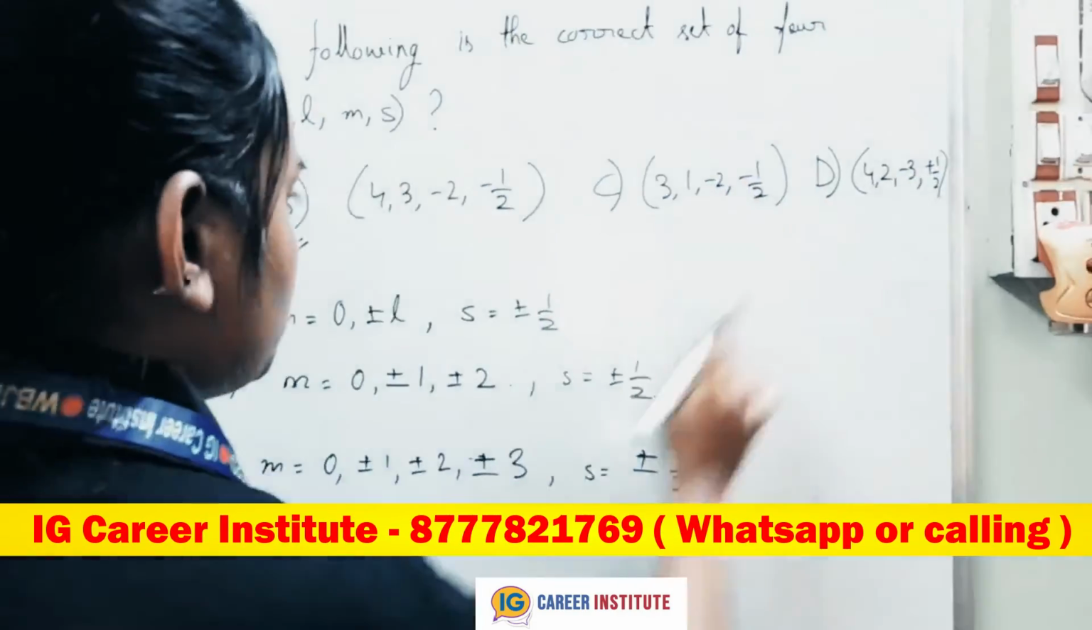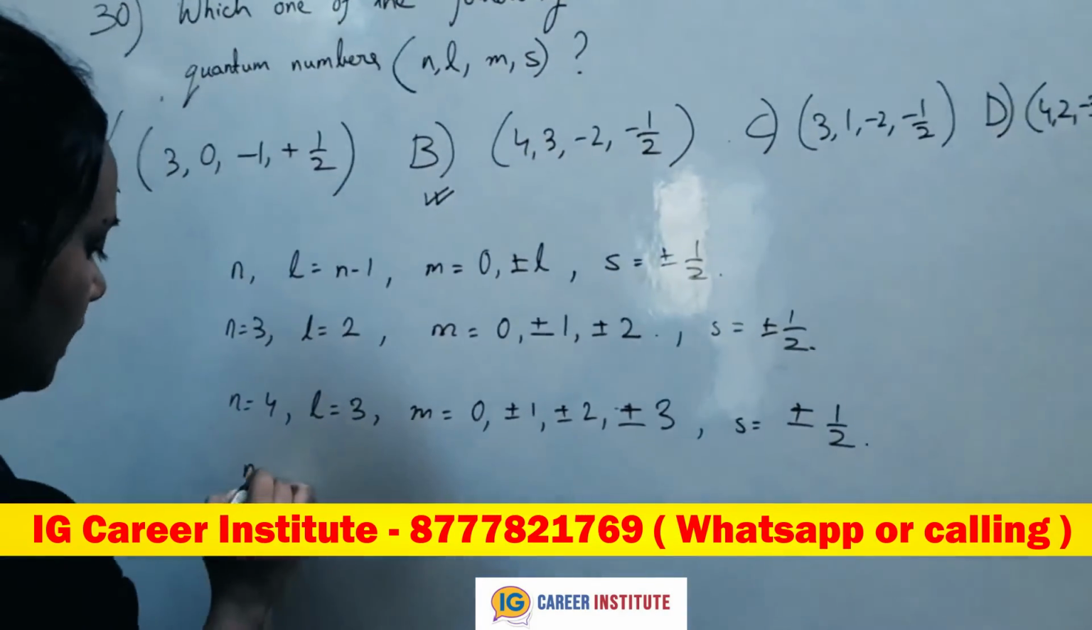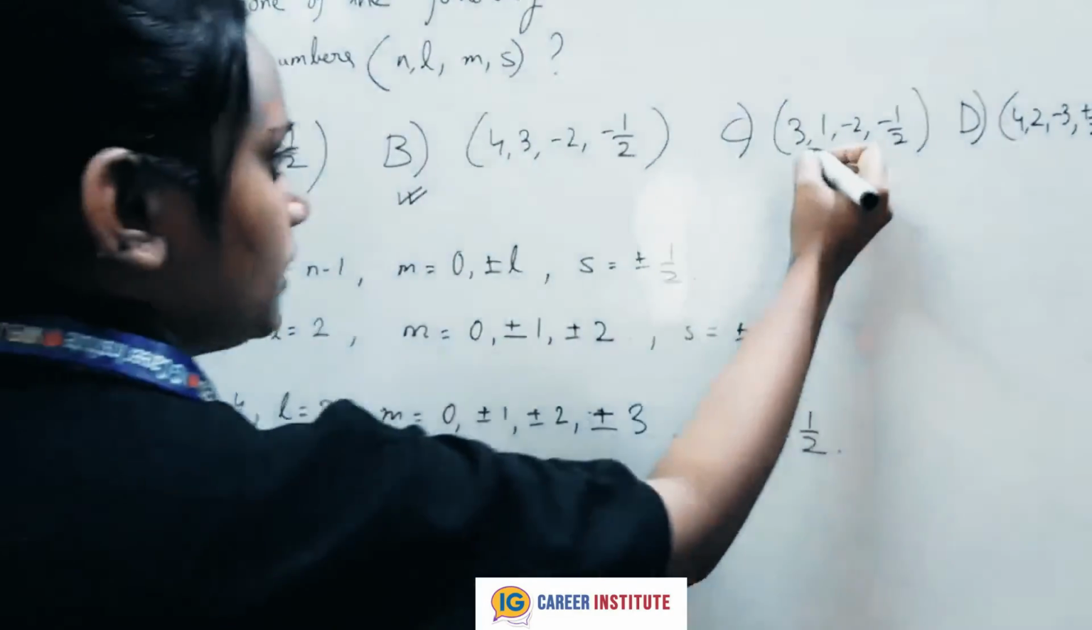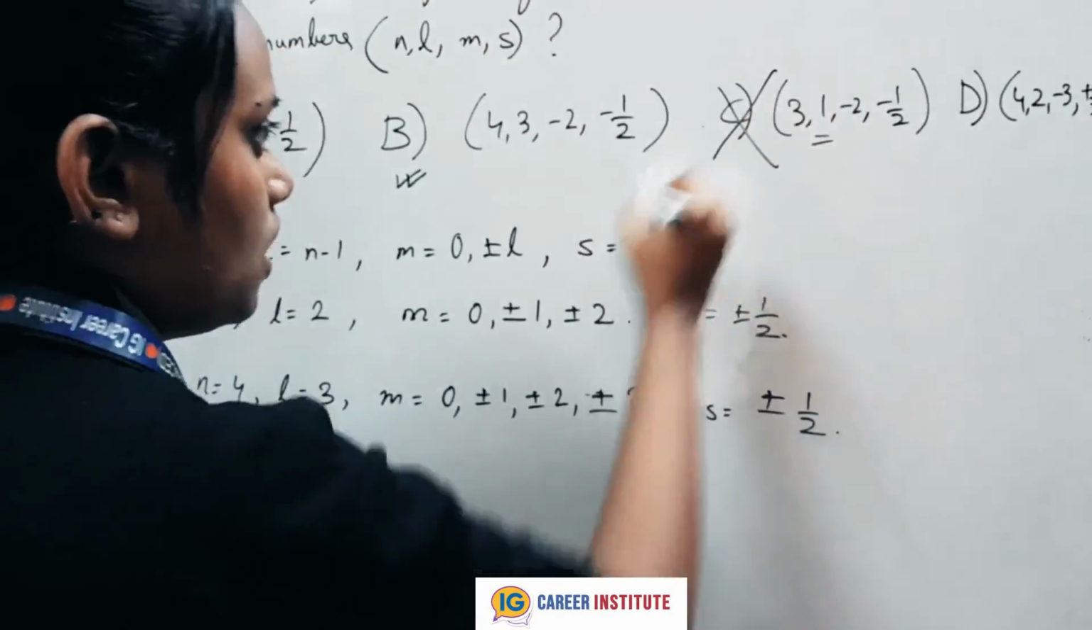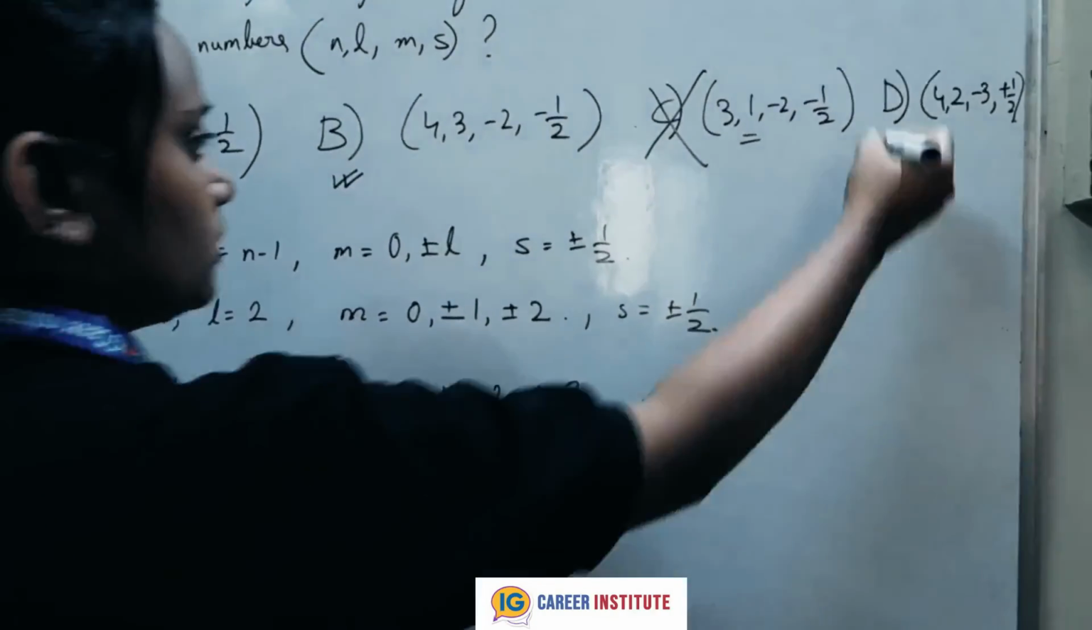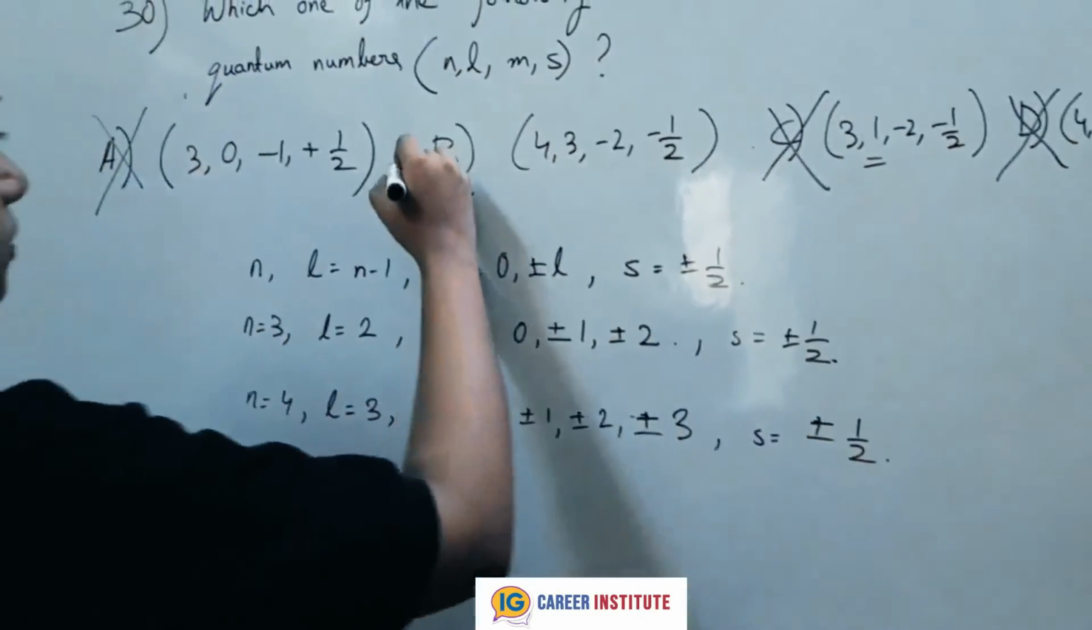So let us check out options C and D as well. N equals 3 for option C. L should come out as 2, but here L is given as 1, so wrong. Option D, N equals 4 is given, so L should come out as 3, but here it is given as 2. So the correct option is option B.